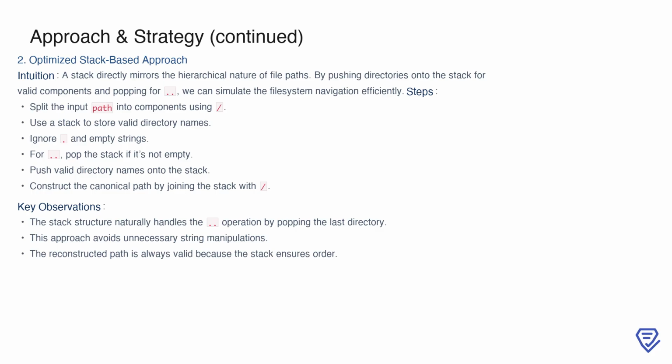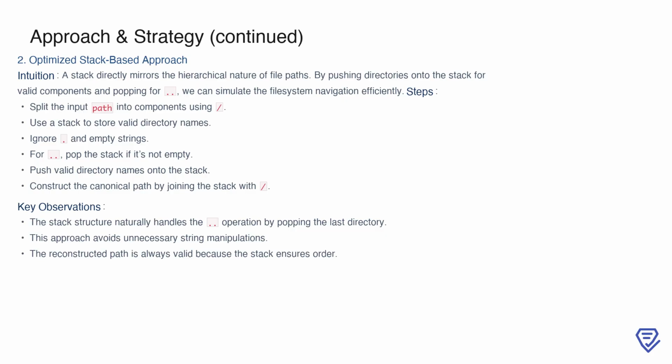A more efficient solution is the optimized stack-based approach. This method takes advantage of the fact that a stack mirrors the hierarchical structure of file paths. By pushing directories onto the stack and popping for .., we can simulate the navigation of the file system effectively. The process begins by splitting the input path into components, just as in the brute force method. However, instead of using a list for storage, we utilize a stack. Empty strings and dot components are ignored, while .. prompts the removal of the topmost directory from the stack, if one exists.